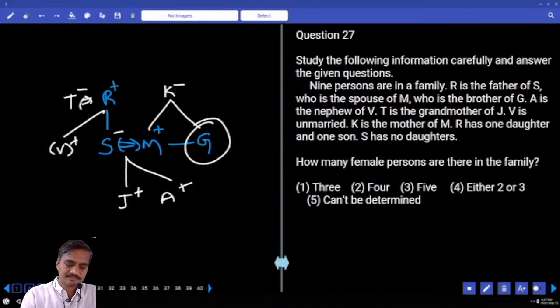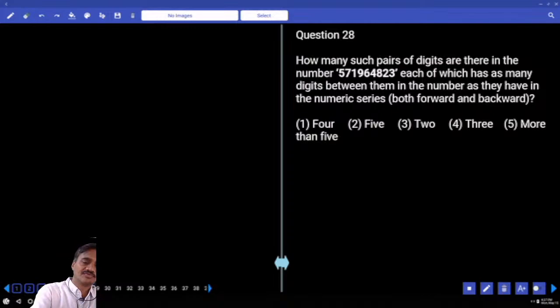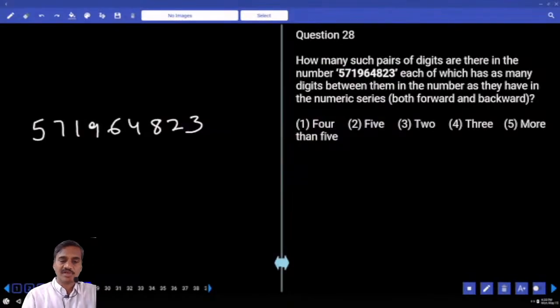Then 28. And how many such pairs of numbers? Now 5, 7, 1, 9, 6, 4, 8, 2, 3. This is the number we have. In this number, how many such pairs are there?